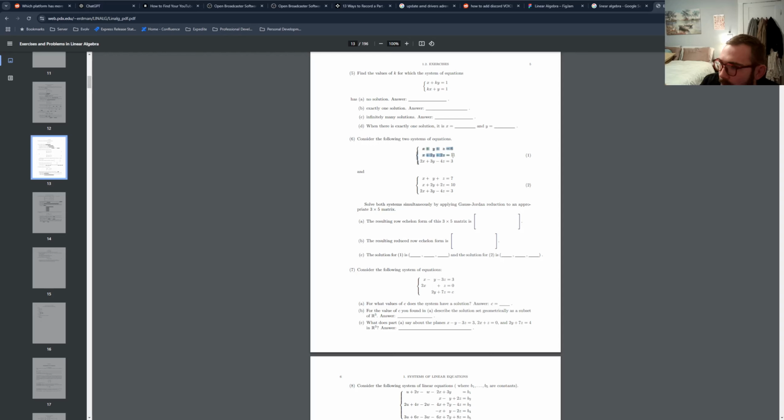Okay. Let's do this one. So we have x plus y plus z equals 6, and x plus 2y plus 2z equals 11. And we have 2x plus 3y minus 4z equals 3.